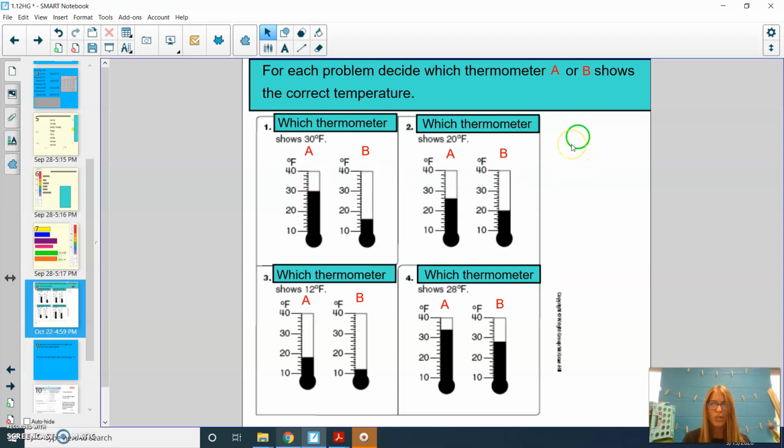And if you need more time, you can press pause and then play when you're ready to see my answer. I know that thermometer A shows 30 degrees. How about number 2? Which thermometer shows 20 degrees, A or B? I know that thermometer B shows 20 degrees. Will you answer questions 3 and 4 and then press play when you're ready to hear the answer? Press pause now.